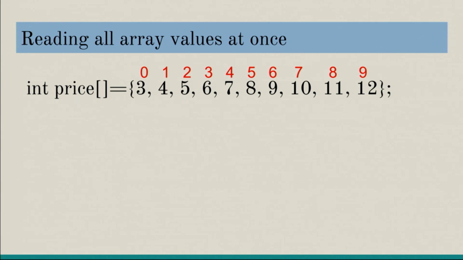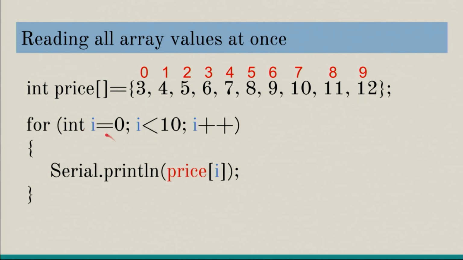Now, the array will look something like this. We will have all these values filled up, and in terms of index, this is 0, 1, 2, 3, up to 9. We have 10 elements. We can read it using a for loop. Again, I equals 0 and I is smaller than 10, and then we call price[I], and this will print the value for us on the screen.